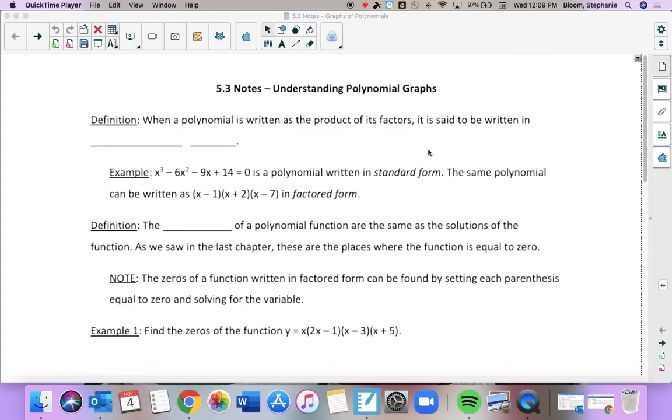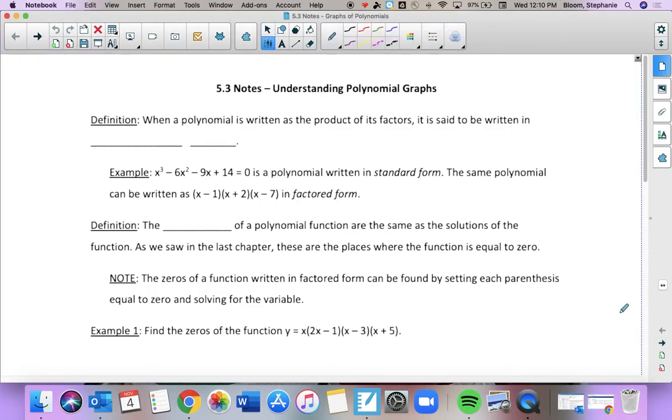So there's not a ton of fill in the blank. It's going to be more pulling out the stuff that we need. So first thing here is this definition. When you have a polynomial that's written as the product of its factors, it's said to be written in what we call factored form.